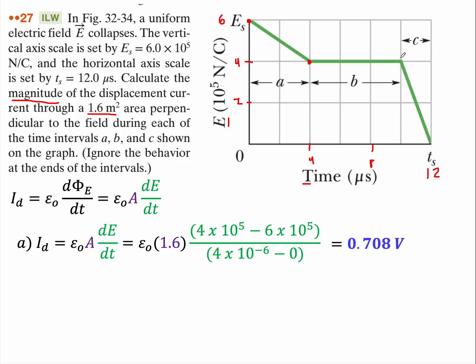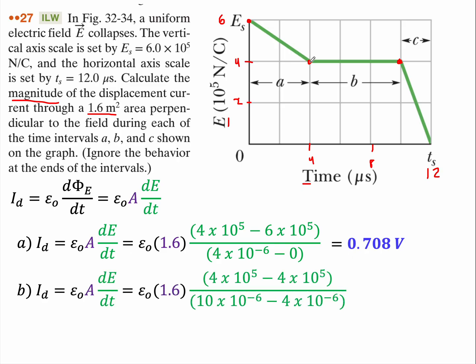For segment B, it's kind of interesting. As you can probably tell right here, the slope of the graph, dE/dt, is going to be 0. In this case, there is no change in the rise, the vertical, over the change in time. And so the current is simply 0.